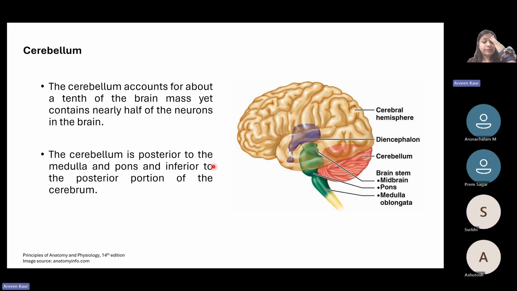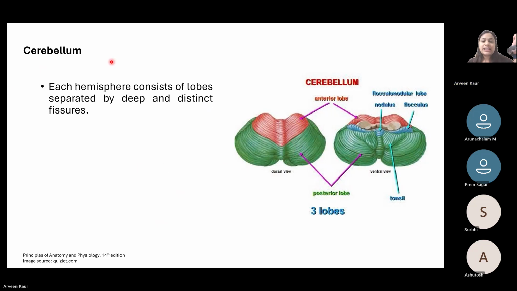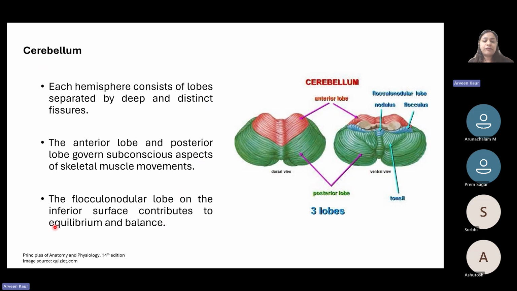The cerebellum is posterior to the medulla and the pons, and inferior to the posterior portion of the cerebrum. Right. The central constricted area is the vermis, which literally means worm, and the lateral wings or lobes are the cerebellar hemispheres, right? Each hemisphere consists of lobes separated by deep and distinct fissures. The anterior lobe and posterior lobe govern subconscious aspects of skeletal muscle movement. The flocculonodular lobe on the inferior surface contributes to equilibrium and balance.